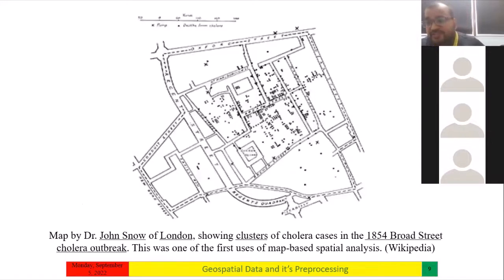So the very first kind of spatial analysis was done by Dr. John Snow in London. He performed a study on the cholera patients in 1854, and he made clusters on the basis of geographical location, and then he described which area has more patients and which has fewer patients.